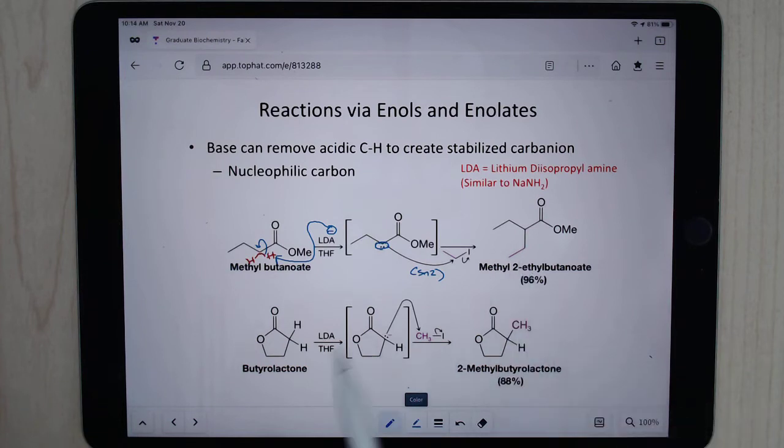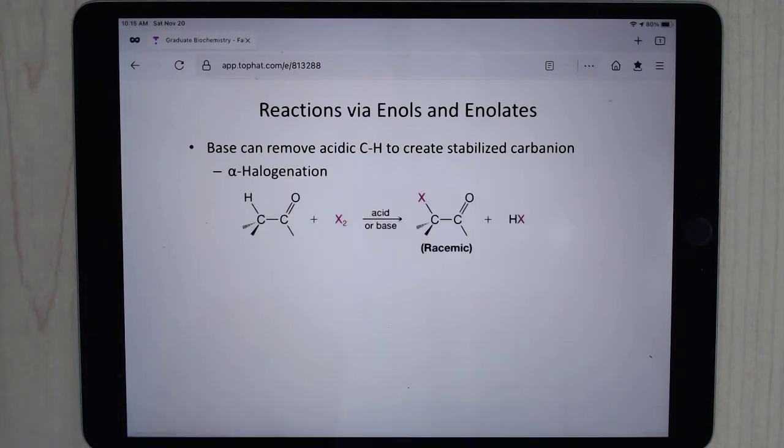Same thing goes here, right? We can remove one of these hydrogens. In this case, it doesn't matter which one you take. You can take one of these acidic hydrogens, use it as a nucleophilic carbon, and displace the leaving group. Remember, this is just a simple SN2 reaction, and voila! Now you've made a new carbon-carbon bond. So it's a nice way of doing it.